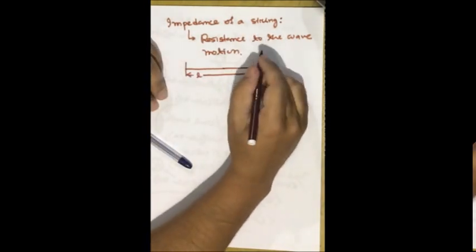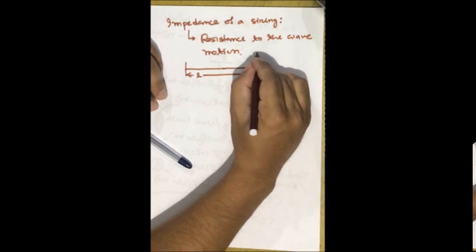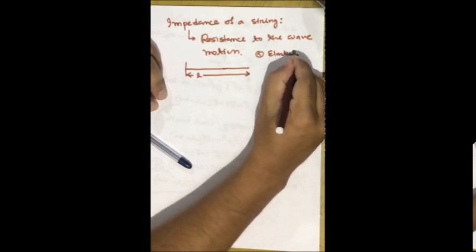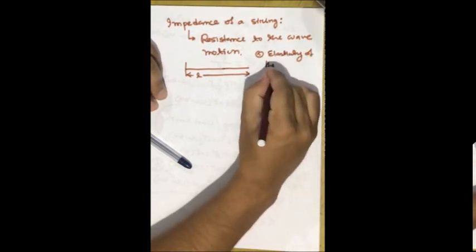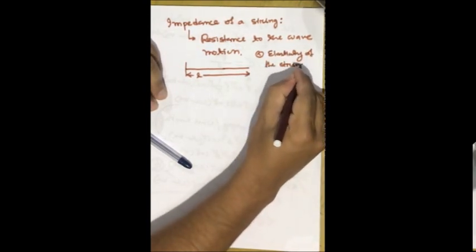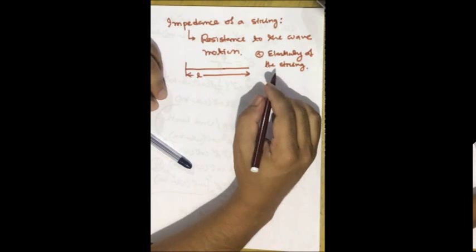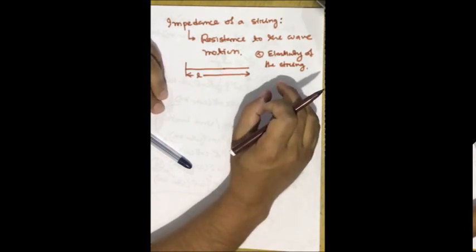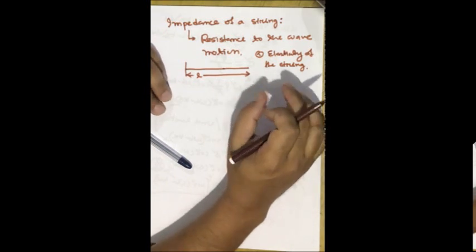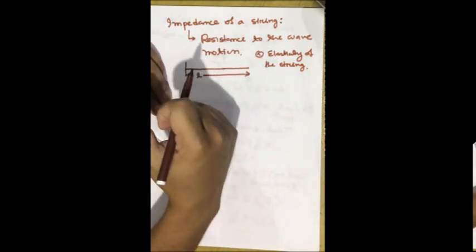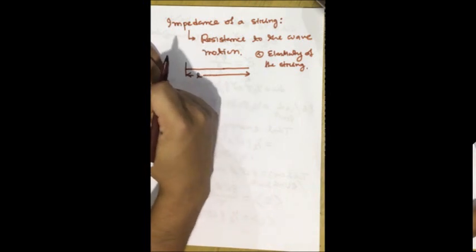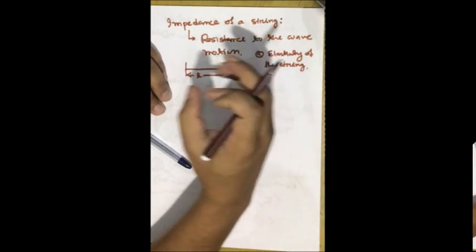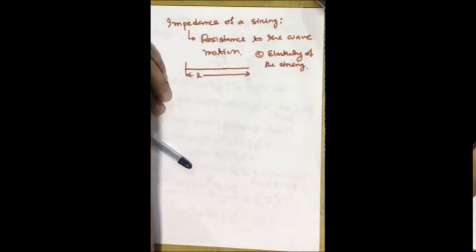Basically there are two factors. Number one factor is the elasticity of the string. By elasticity what we mean is that if a body is displaced from its equilibrium position, then it will try to come back into the equilibrium position. So the elasticity of the string will try to restore the string into its equilibrium position.